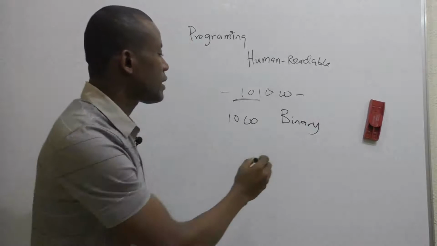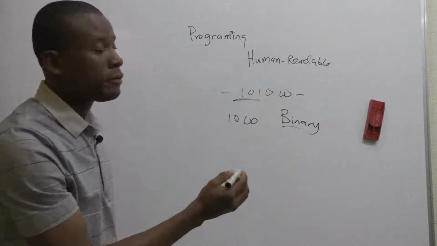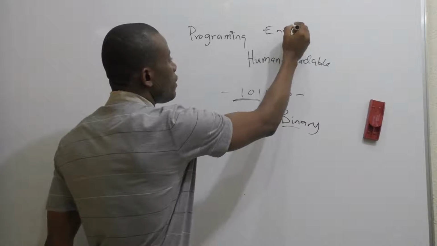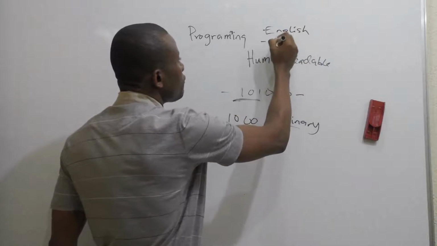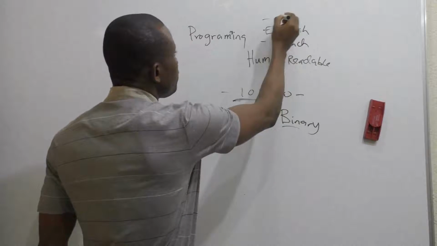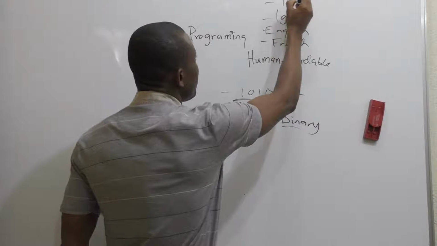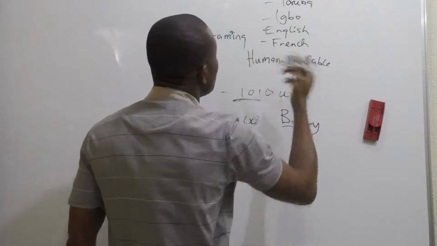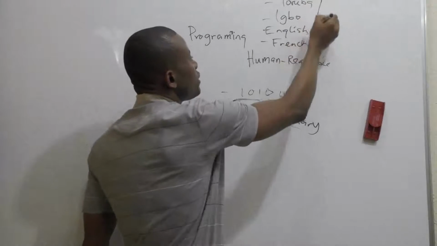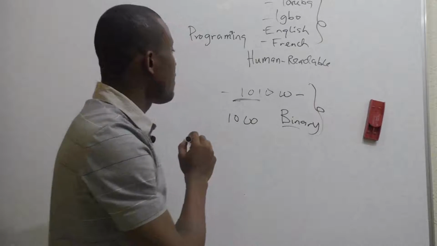Understands binary. This is the language of the computer, whereas we understand human readable languages like English, French, native language, this is spoken in Nigeria, and so on and so forth. So this is the language humans understand, and this is the language computer understands.